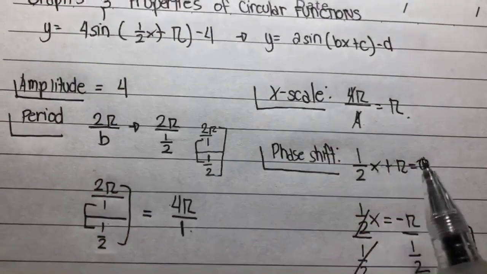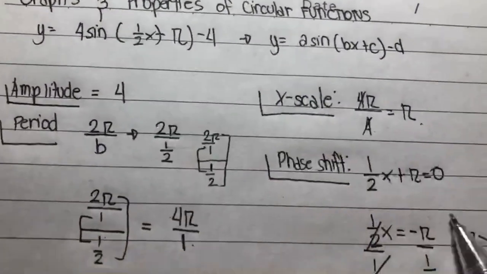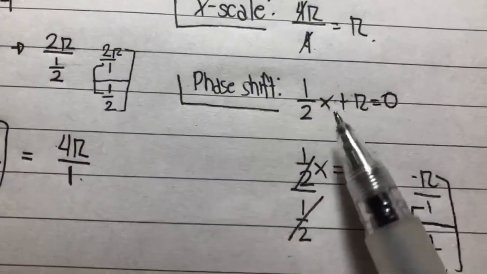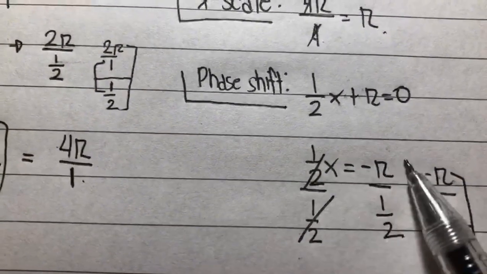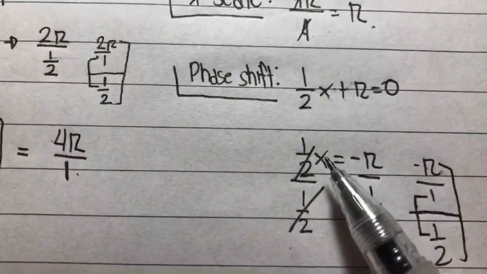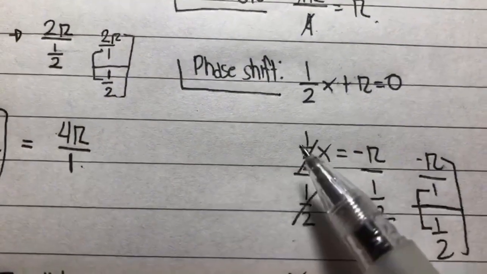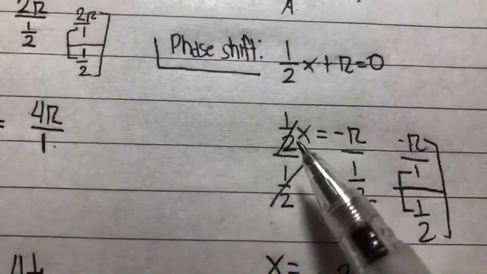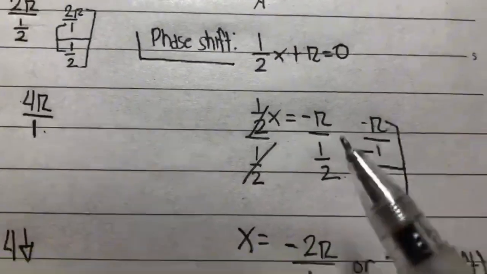Or, kukunin natin siya, tapos equate natin siya sa 0. So, yung phase shift, kung ano yung nasa parentheses dito, i-equate natin ngayon yun sa 0. So, 1/2 x plus pi equals 0. So, i-transpose lang natin yung pi. So, magiging 1/2 x equals negative pi. Since kung ano yung katabi ni x, doon natin i-divide both sides. So, i-divide natin sila. 1/2, pwede naman pala natin ito i-cancel out since same lang sila. So, ang matira is x equals negative pi over 1/2.